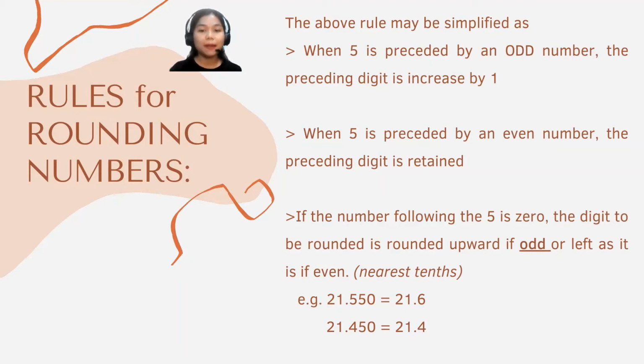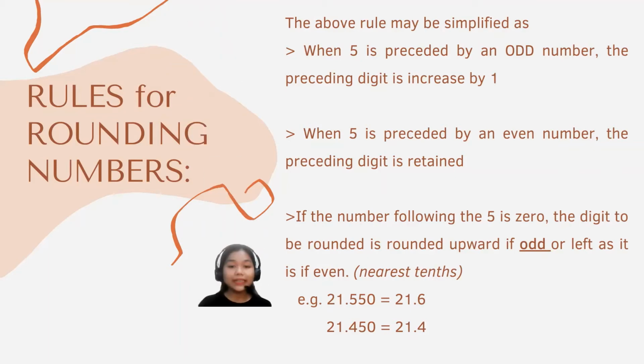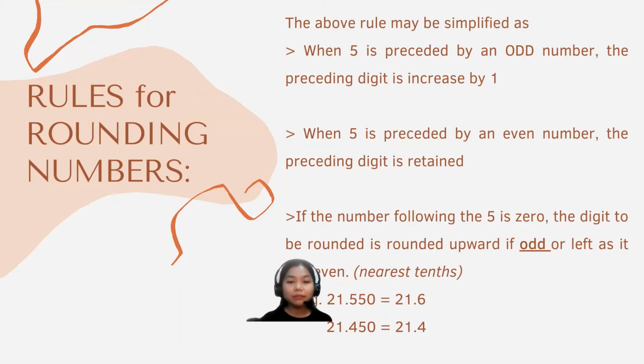So let's have this example. 21.550. It says here, nearest tenths. So let's try to identify first the place value. Ma'am, we're already familiar with place value. I'm actually highlighting this one for you to really recognize it. What's the importance of knowing the place value? So what's the place value of 2 in 21? Okay, it's tens. What's the place value of 1? It's ones. How about of 0.5? It's tenths. Of 0.05, it's hundredths.